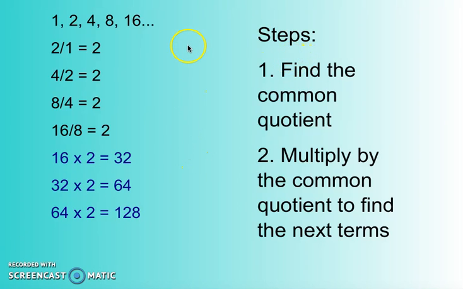Okay, so let's look at our steps. So the first thing we did was we found a common quotient. So we took 2 divided by 1, 4 divided by 2, 8 divided by 4, and 16 divided by 8, and we found a common quotient of 2. Then we took that common quotient and we multiplied it on. So 16 times 2 is 32. Then we used that 32, multiplied it by 2 again, got 64, and then did it one last time and got 128. And so we use the inverse operation of division to find the next three terms.